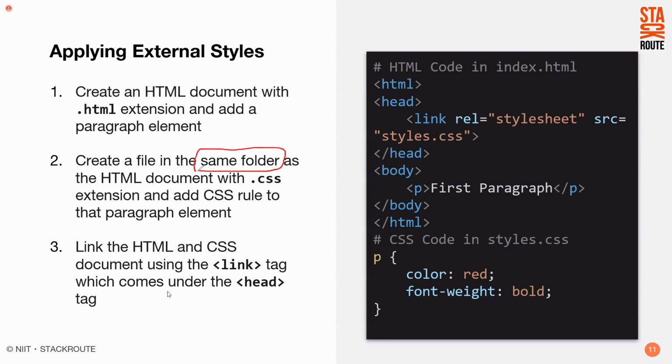If it is images, or any other external resources, ensure that they are in the same project folder. So in the same folder, you will create a separate file and save it with the .css extension, and you will add all the CSS rules, and then you will link HTML and CSS using the link tag under your head tag. Link rel, and it's a typo error, guys. Here it should be href. It's not src. Href.